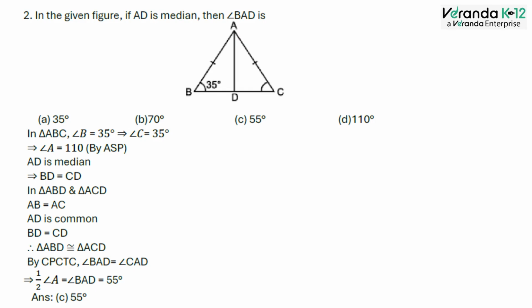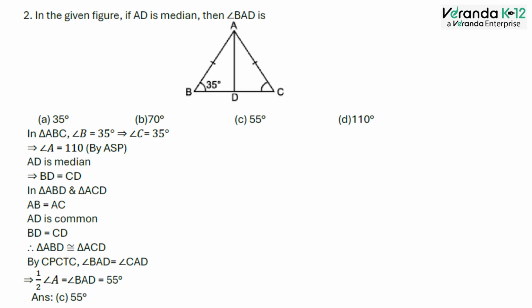So, just observe the figure, these two sides are equal, that is an isosceles triangle. When two sides are equal, we can tell that base angles are equal, that is angles opposite to equal sides are also equal. So, angle B is given as 35 degree, then C is also 35 degree using the isosceles triangle property. Then using ASP, that is angle sum property of a triangle, we can find out the third angle, that is angle A, 110. Now come to the median part.